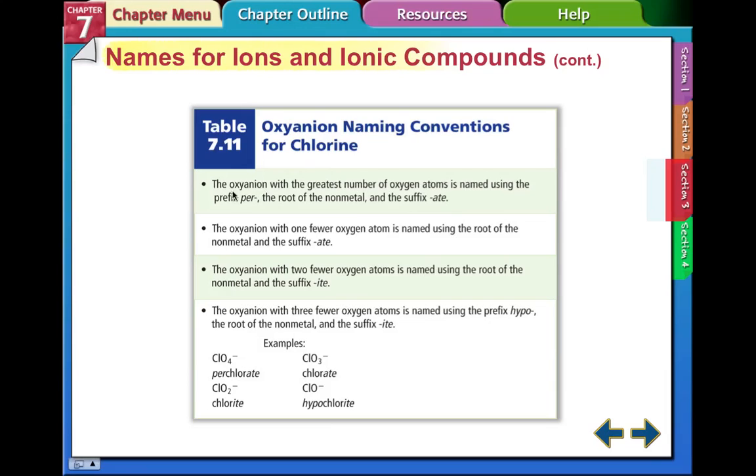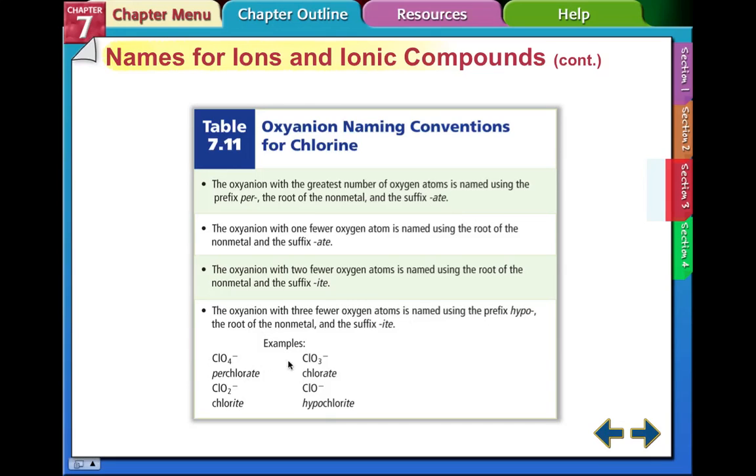Okay, so for chlorine, the oxyanion with the greatest number of oxygens, you're going to use the prefix per, the root of the nonmetal, and then ate. The oxyanion with one fewer, you're going to use the root of the nonmetal and just ate. And with two fewer oxygens, you're going to use the nonmetal and ite. You're going to want to write these down someplace so that you have them to refer to.